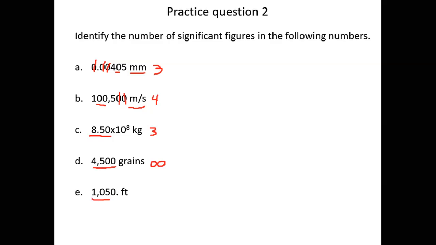Lastly, we have 1,050, and you notice there's a decimal point here. So that decimal point makes this 0 significant, and this 0 is a captive 0, so it's significant. So this has 4 significant figures. If this is kind of rusty to you, I'd recommend reviewing your rules for significant figures.